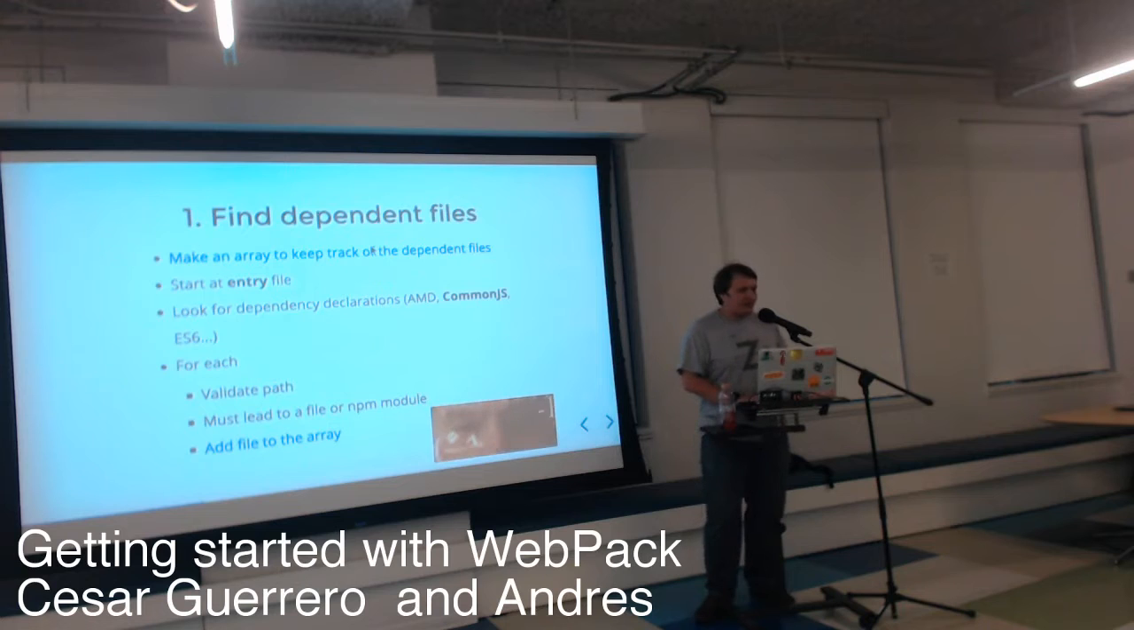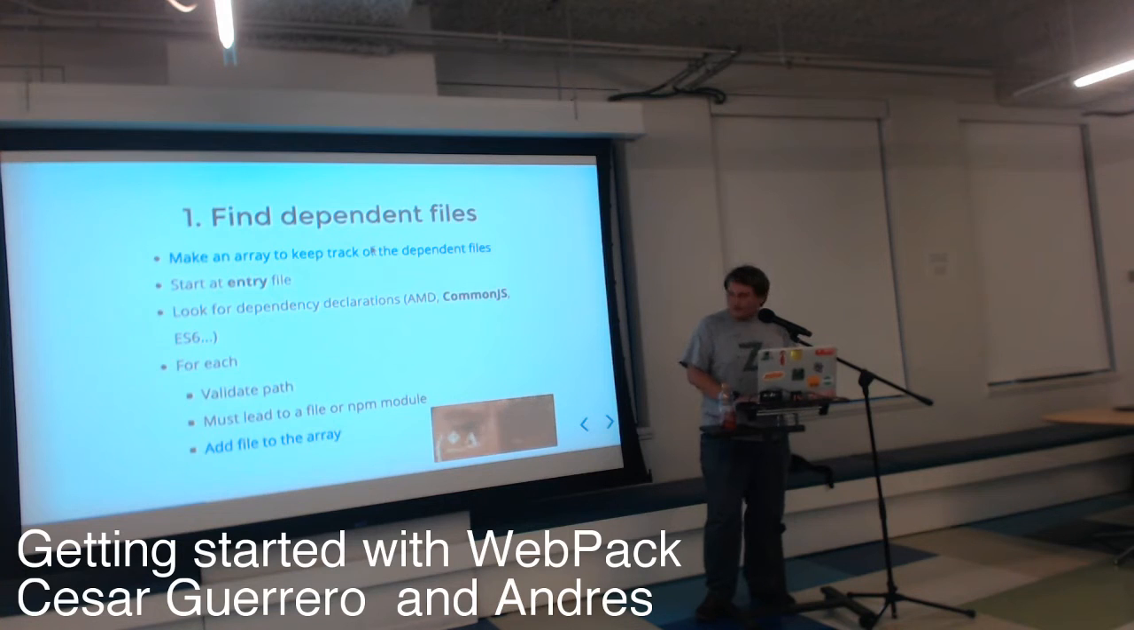So it will try to find any requires and any module exports. For this, we are trying to find the dependent files, so we are trying to find all the requires. And then after you get all the requires, it will go for each one and try to validate the path. That path must lead to a file or an NPM module. If you don't have a resolved path, or the path doesn't lead you to a file or an NPM module, it will break over there.